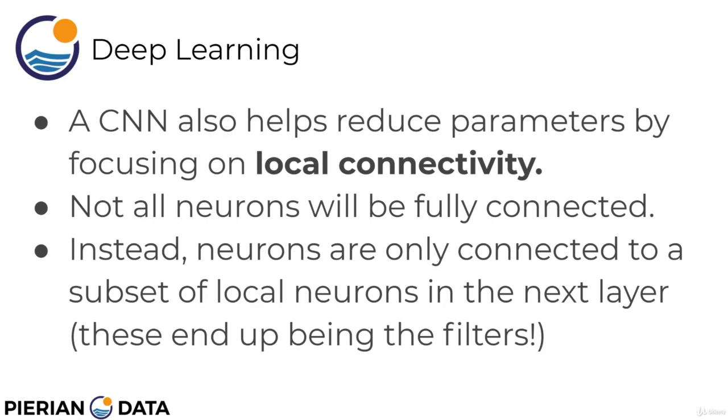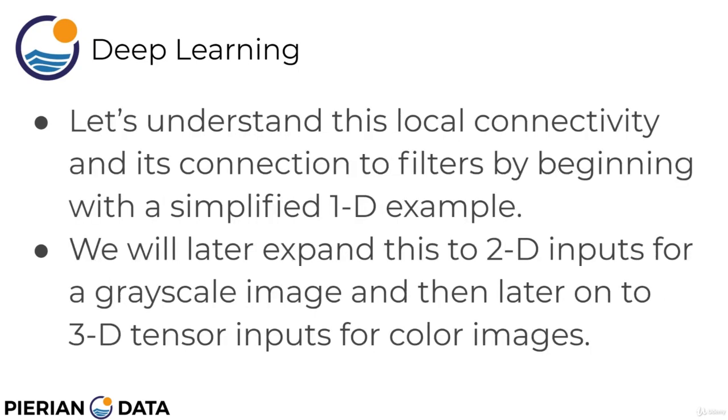and these end up becoming the filters. So let's understand this local connectivity and its connection to filters by beginning with a very simplified one-dimensional example. Later on, we'll expand this to two-dimensional inputs for a grayscale image, and then to a three-dimensional tensor input for a color image.